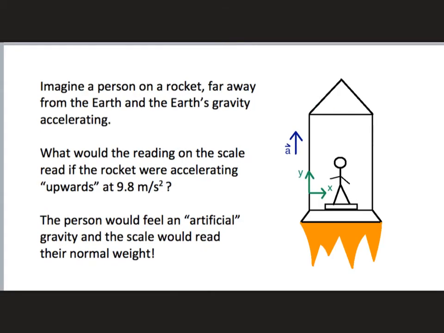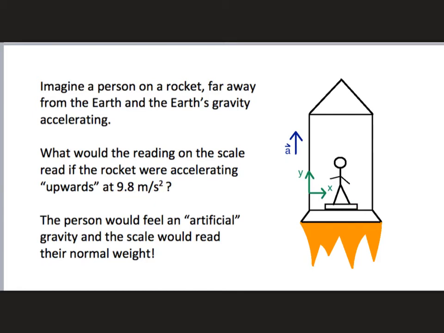Let's see if we can take this idea and make it a little bit more clear. Imagine a person on a rocket, far away from the Earth, so the Earth's gravity isn't affecting anything, and they're accelerating upward. And what if their rocket ship accelerates upward at an acceleration of little g, 9.8 meters per second squared? What would happen is, now again, there's no Earth here creating gravity, but the rocket ship is accelerating upwards. The scale is pushing up against their feet. They would get a reading on their scale that would be equal to their weight.